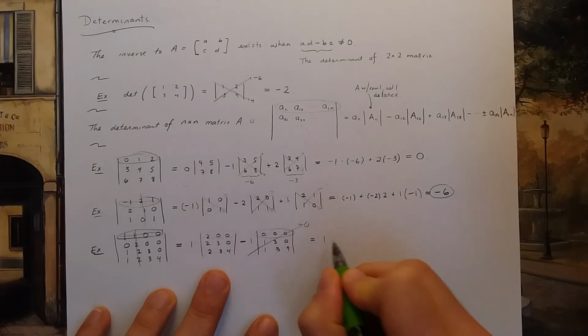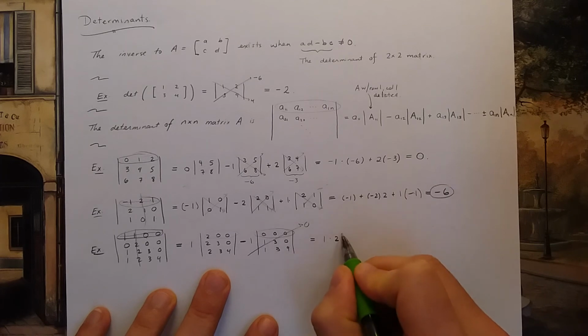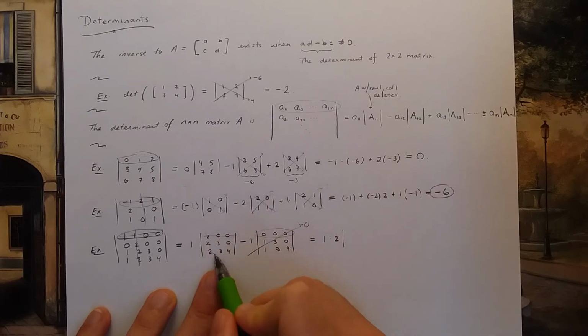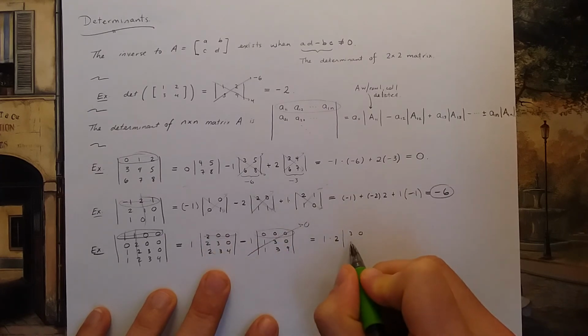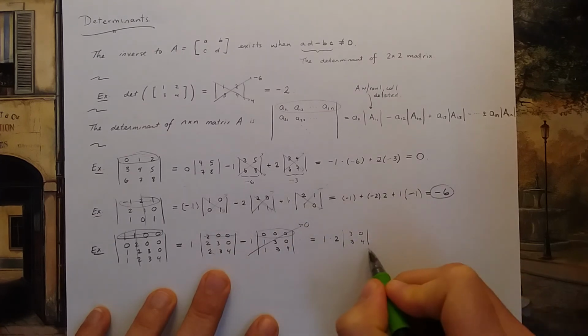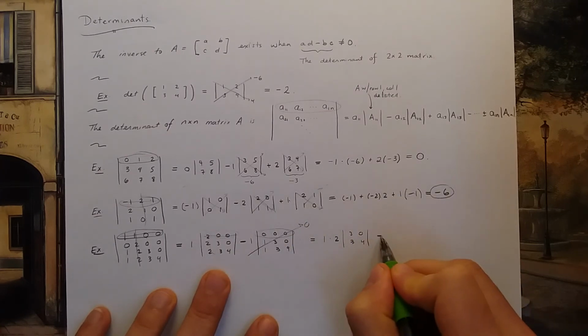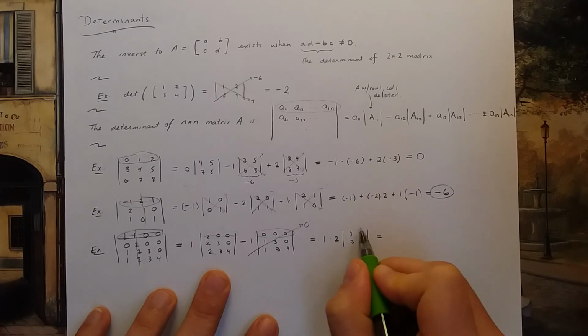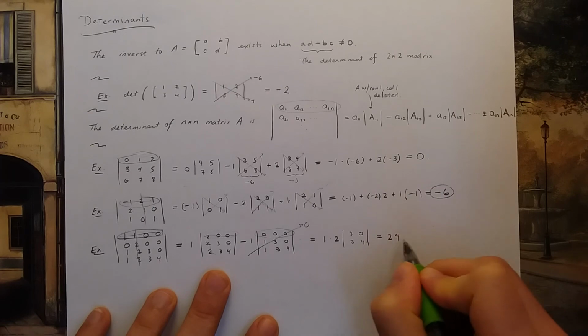And then I could take the determinant of this one, expanding along the top row. So I get 1 times 2 times the determinant, deleting row 1 and column 1, which would be 3, 0, 3, 4. Again, I have 2 more zeros, so I don't have to write down those terms. And then lastly, taking the determinant of this matrix, I get 1 times 2 times 3 times 4, which is 24.